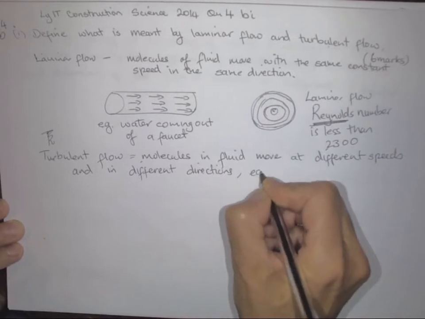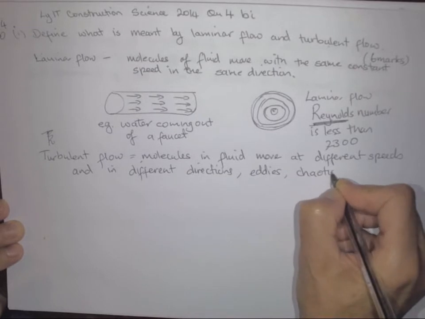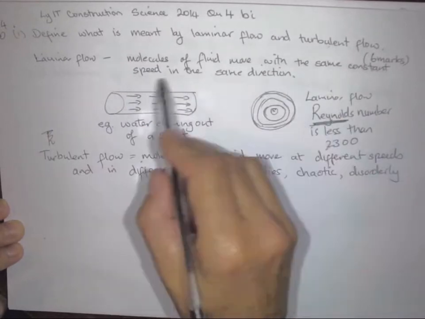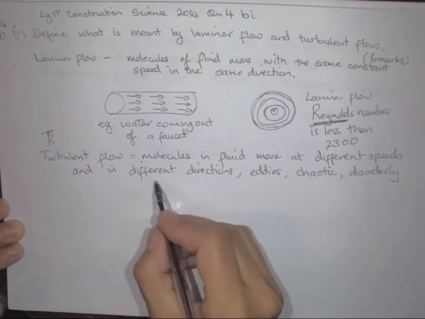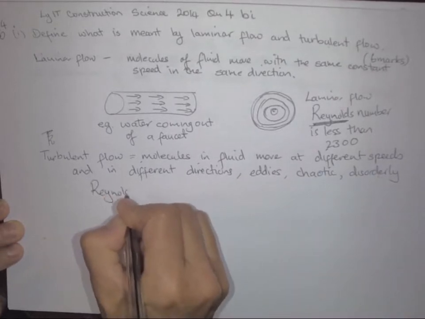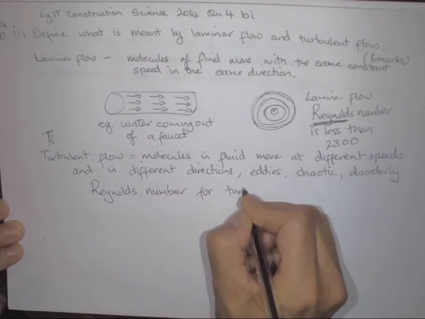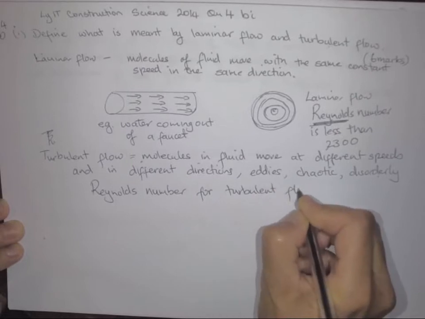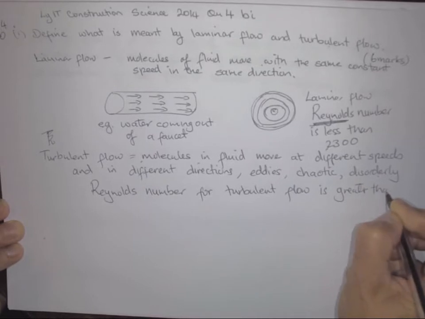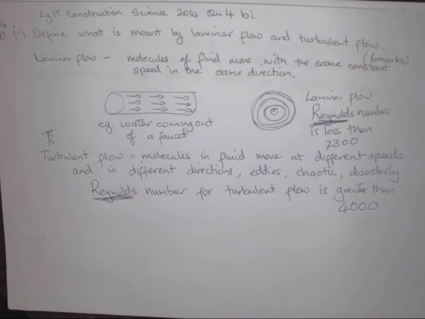You can give examples. It's called eddies, two little whirlpools. It's chaotic, or disorderly. Now this here laminar flow is quite orderly looking. Okay, and in this case the Reynolds number for turbulent flow is greater than 4,000. Reynolds number, that's the word to do with this.